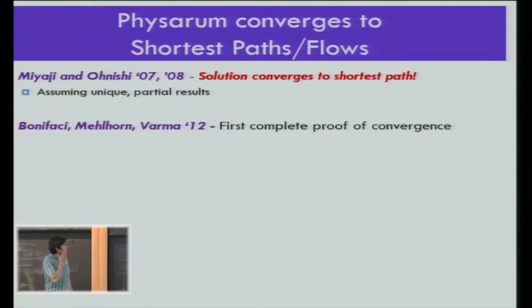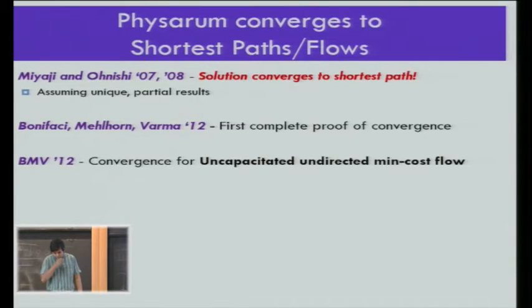So first, convergence. The first real convergence proof for this was proposed by Bonifaci, Mehlhorn, and Varma in 2012, who showed mathematically rigorously that this indeed is the right answer for all graphs. They also considered the problem of uncapacitated, undirected min-cost flow, which is the elder brother of shortest path.